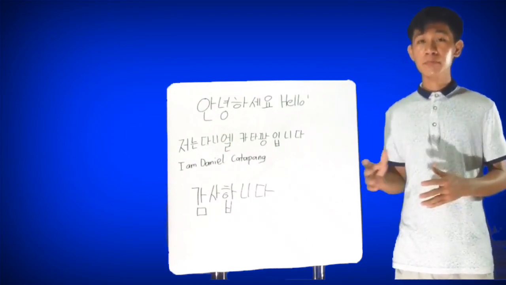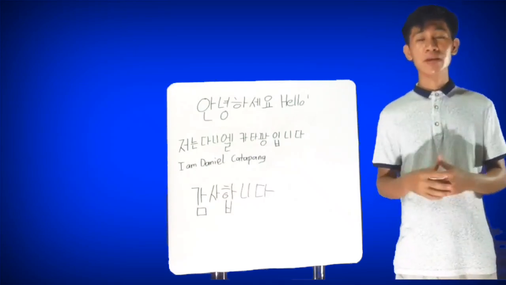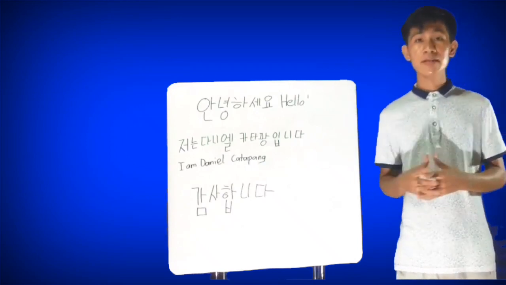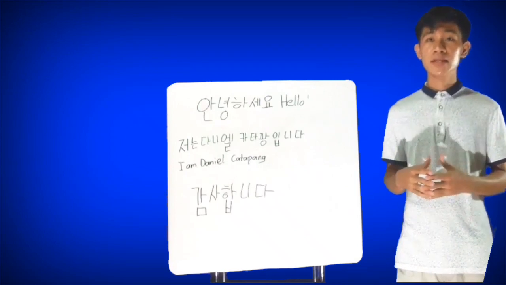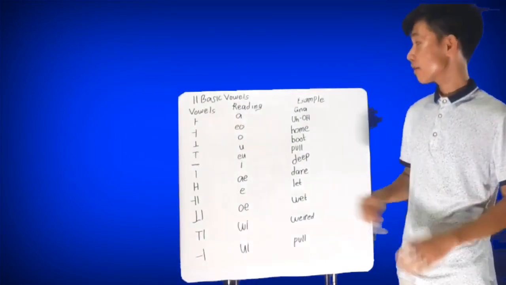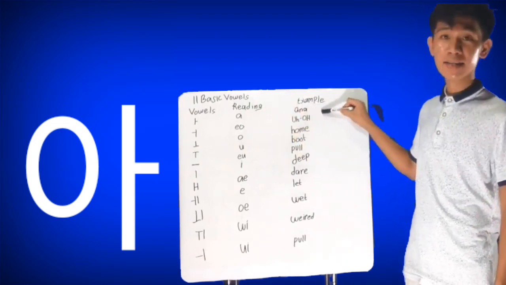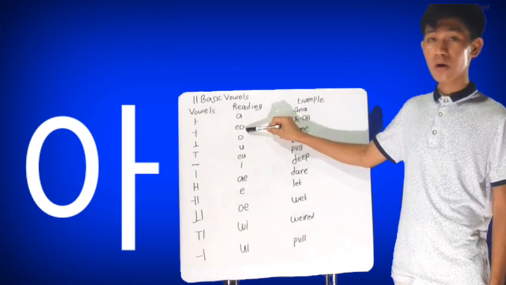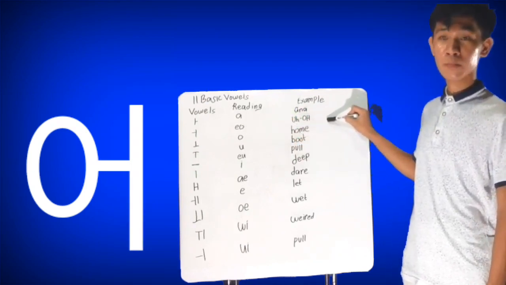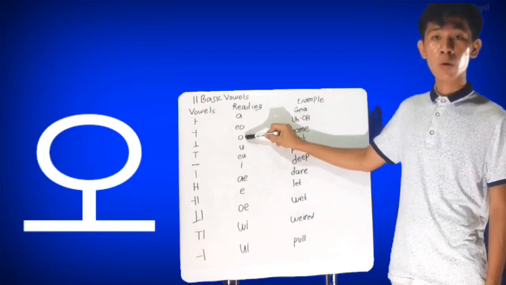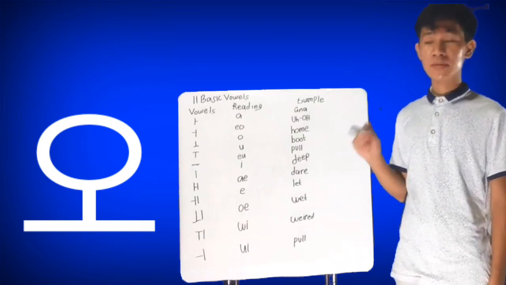Hangul, which is the Korean alphabet, has 21 vowels, but we will group them into two groups. These are the 11 basic vowels and 10 double vowels. So let's start with the 11 basic vowels. The basic vowels are A, as in Ana; O, as in Oo; U, as in O. We have to push our lips out.